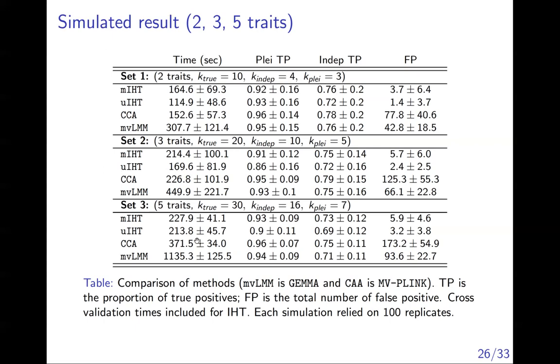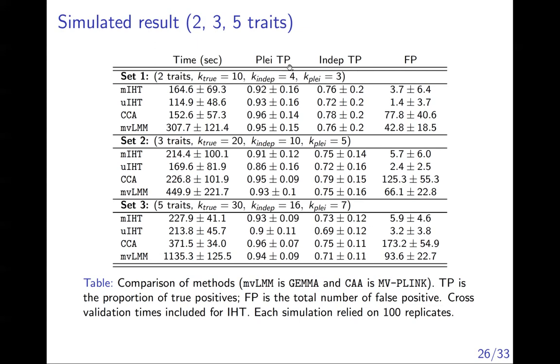In terms of time, we are quite fast, right? Even for as few as 3 traits, IHT is faster than CCA. And for 5 traits, IHT is about 5 times faster than the linear mixed model. And by the way, this timing includes cross-validation time.